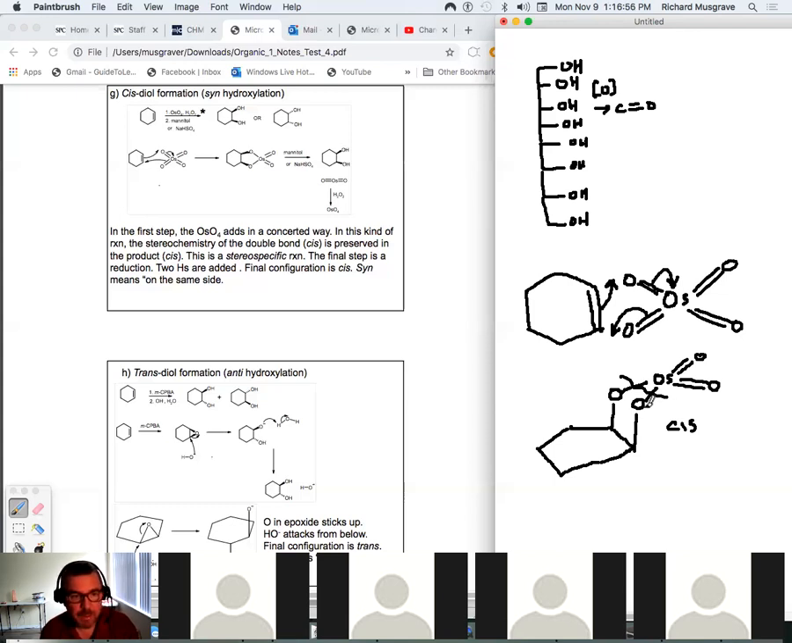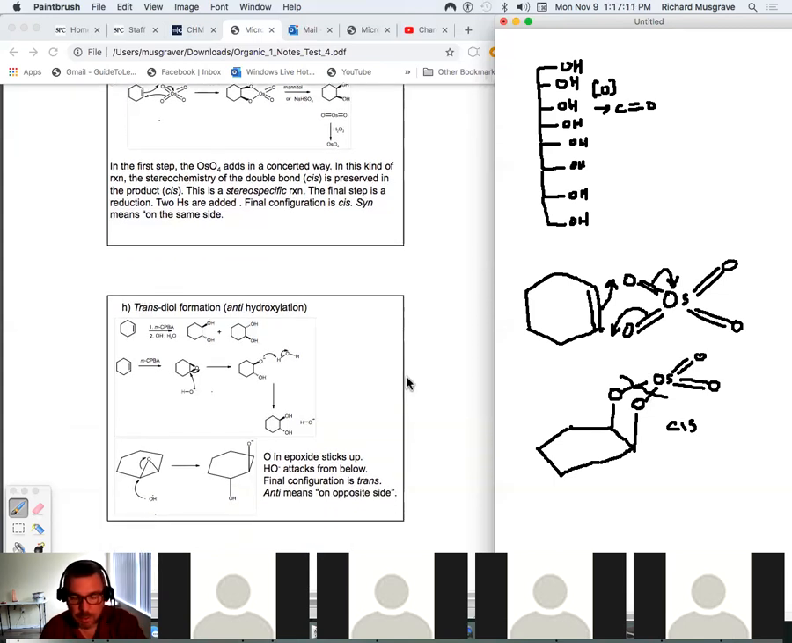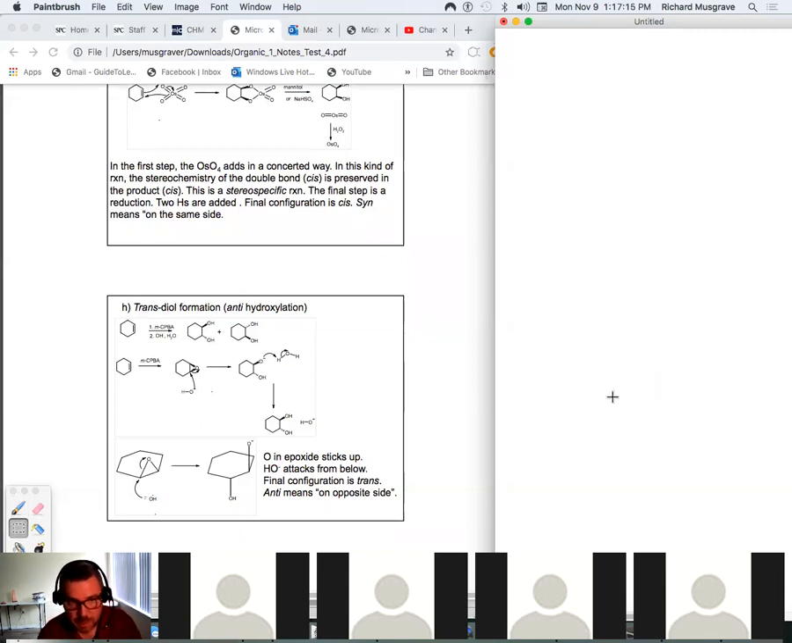Does anybody have any questions? Okay, and obviously I don't need you to know what's going on with the reduction part. It's really the first part that I want you to focus on. So that's a good way to make cis diols.